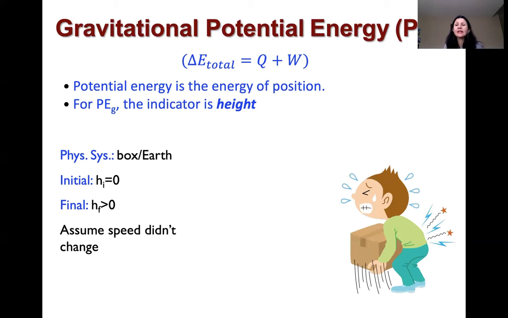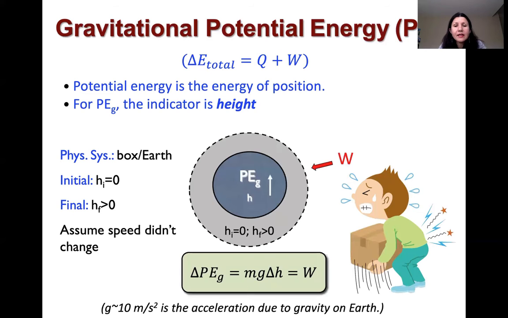So the key here is what really matters is what are your indicators at the start and at the end of your interval. Yes, sure, the box was moving in between as you're lifting it, but it doesn't matter. You only care about time equals 0 and the final time. What are the speeds? And we're assuming it's stationary. So the only energy that's involved here is this gravitational potential energy. It's increasing because the height is increasing. That's its indicator.